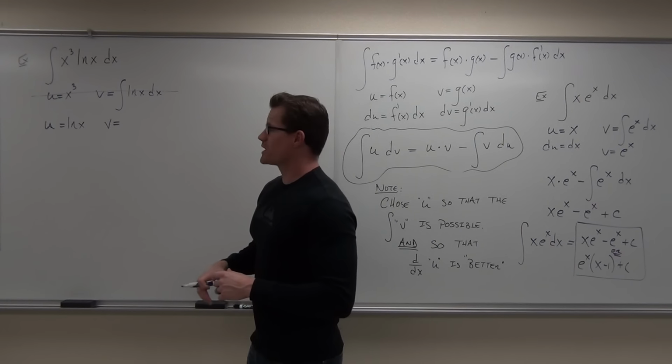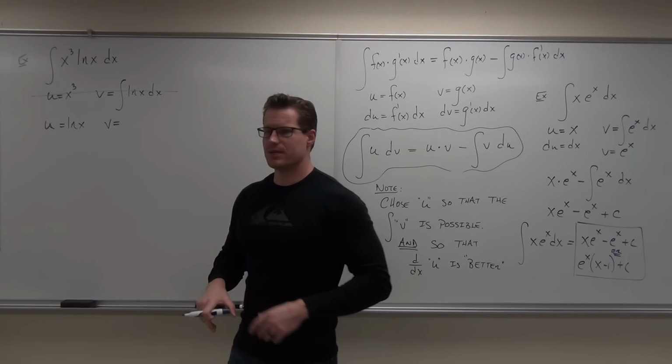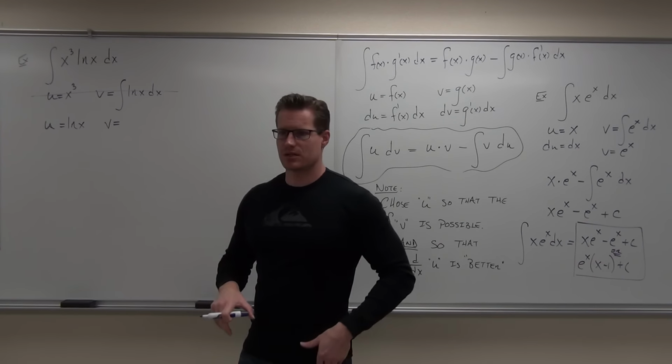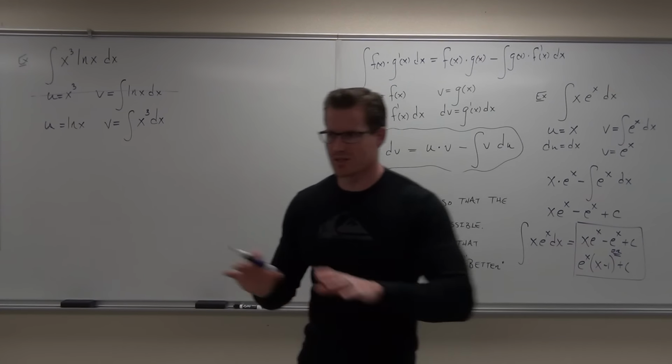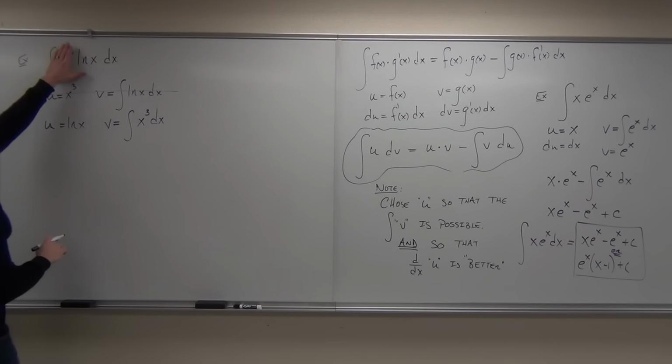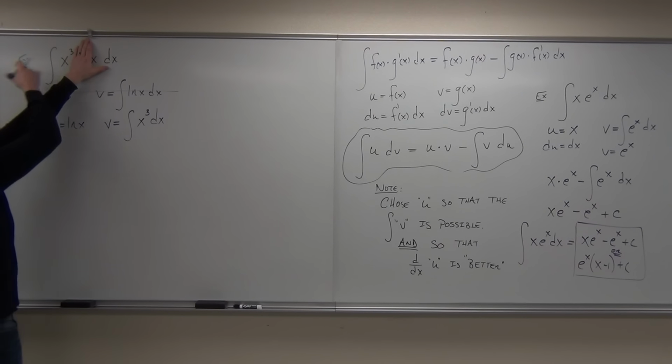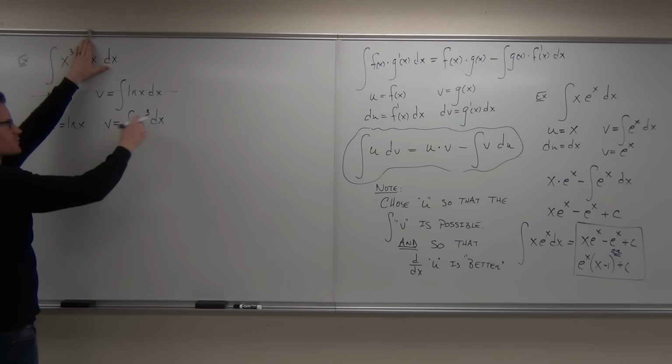So, if u equals ln x, can you please write down what the v is going to equal? Integral of x cubed dx. We still got an integral, don't we? Listen, I'm not lying to you. All you do is cover up your u and write the rest. Whatever you see, that's what goes for your v.